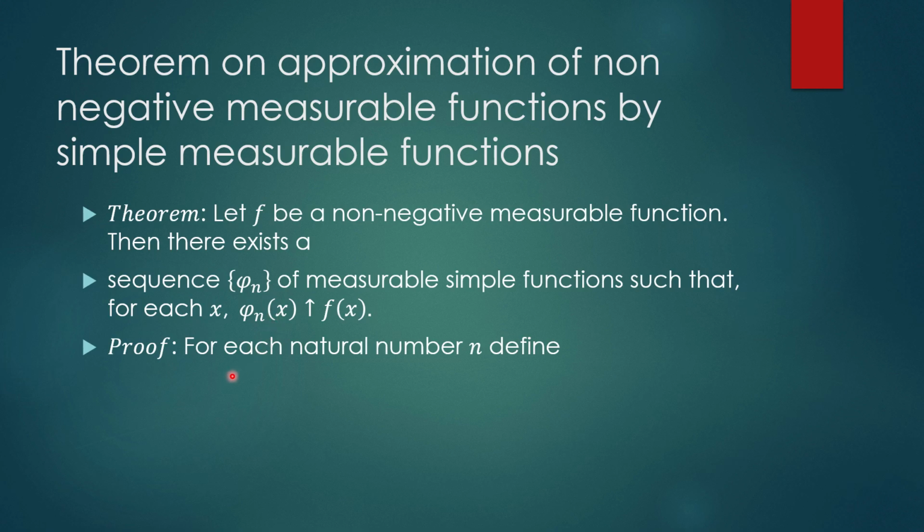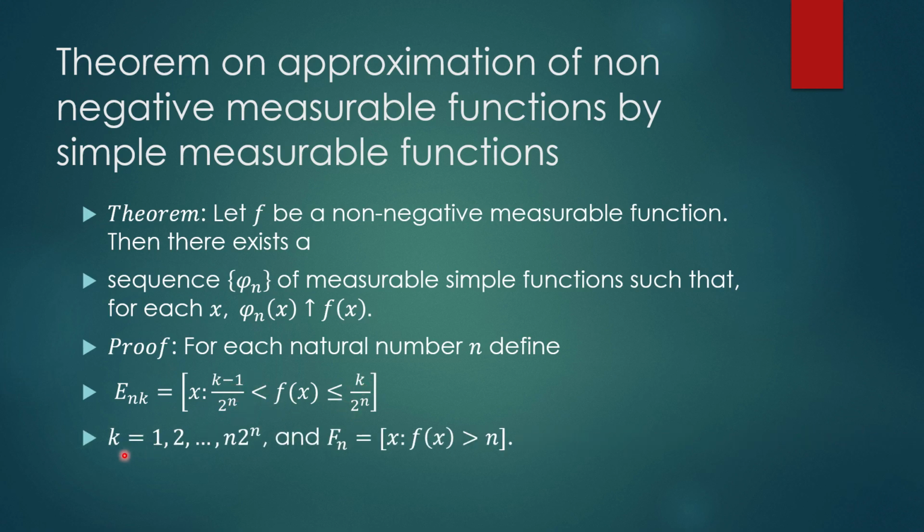Now let us prove it. For each natural number n, define Enk. What is Enk? Enk is the collection of x such that f(x) is less than or equal to k divided by 2 to the power n, but f(x) is still greater than (k minus 1) divided by 2 to the power n. So for x in Enk, f(x) is less than this one but greater than that one. K is running from 1 to n times 2 to the power n. And then we define Fn, which is exactly those x such that f(x) is greater than n, that we call Fn, and these are Enk.